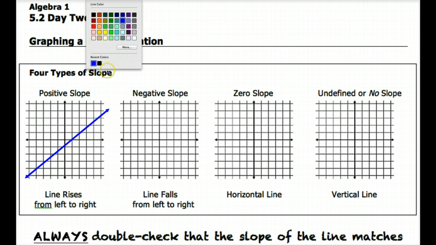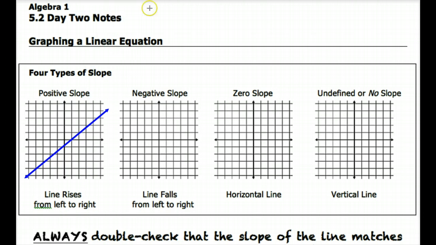We have negative slope lines. Negative slope lines are going to be those that are decreasing or going downhill. The y values are going to be falling as you go from left to right. So decreasing slope lines will look like this.